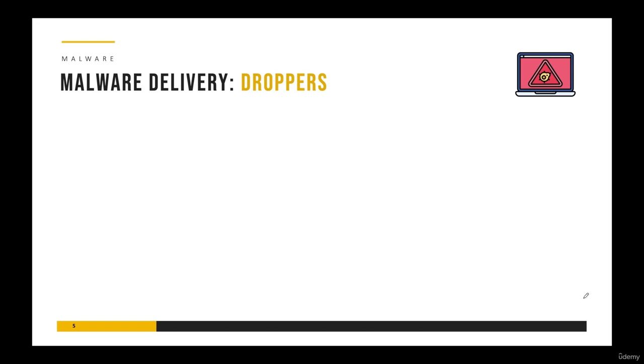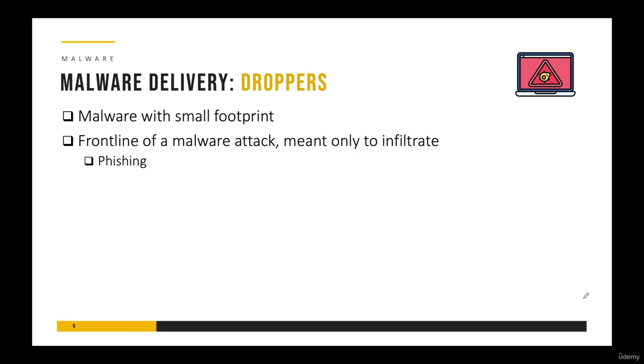Now, malware usually doesn't attack directly. It's a two-step process. At the first step, they launch the droppers. A dropper is a type of malware with a very small footprint. The basic idea is that instead of going for the full-fledged malware installation directly at the first step, which may trigger alarms, you first try to get a foothold by dropping a small dropper. It's sort of a frontline soldier whose only purpose is to infiltrate your systems and networks. And this is typically done through phishing emails or by drive-by downloads.